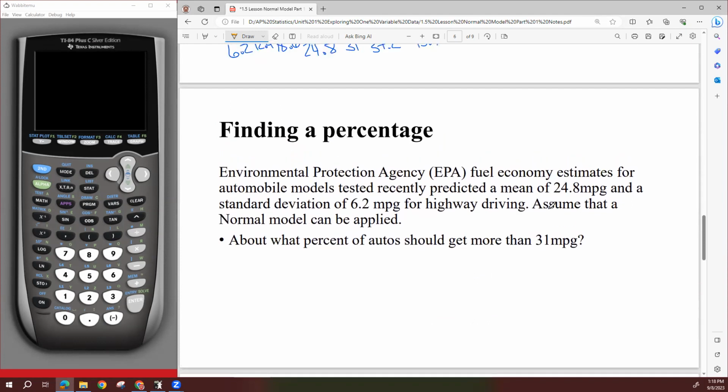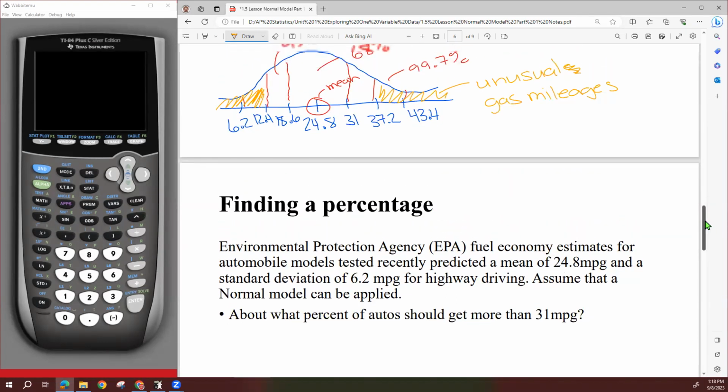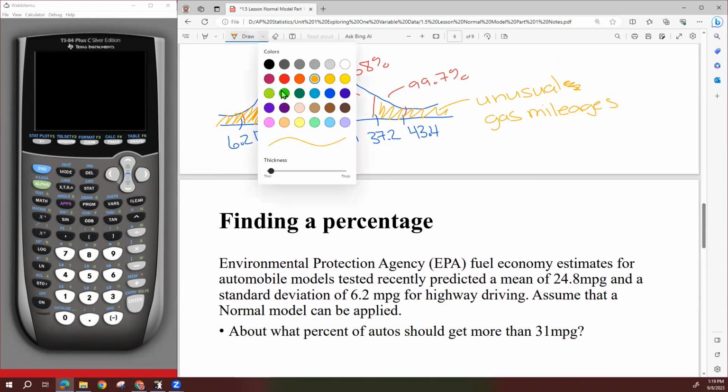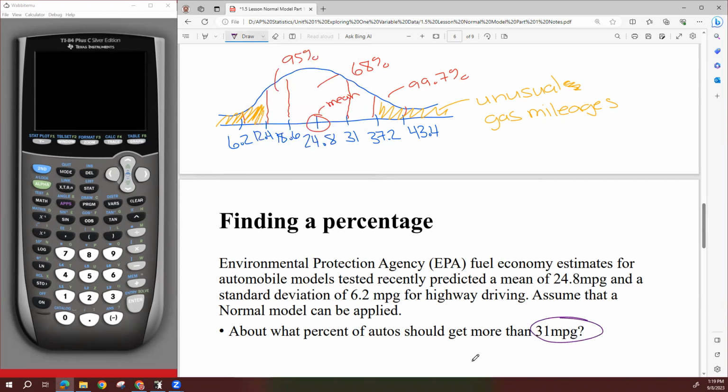And so what we can do with these sketches, and I'm going to see if I can get the question in the sketch, is we can find a percentage if we're given, in this case, a miles per gallon of an automobile. And this can give us a probability or percentage of automobiles that would get more than this amount. And so these pictures help us because we can go to our drawing and we can find 31 is right there. And we will be finding this area to the right.